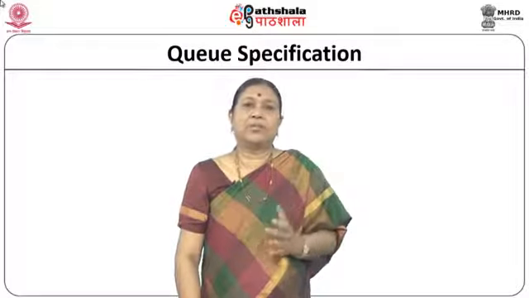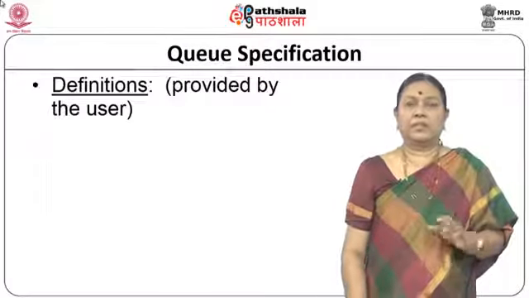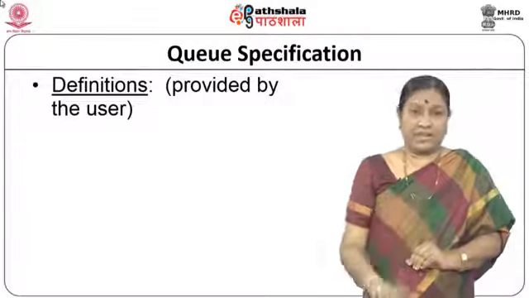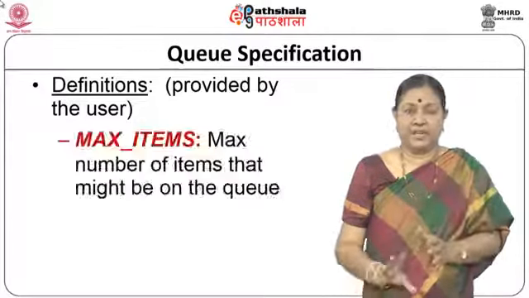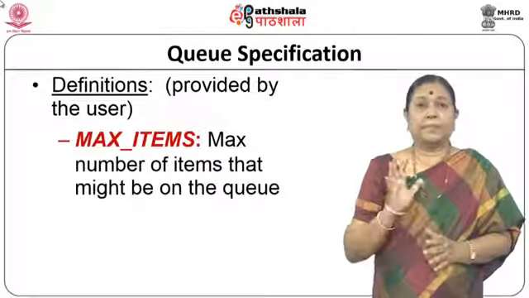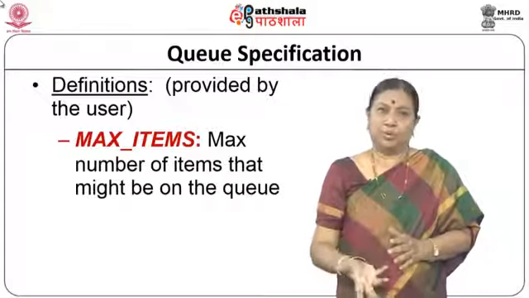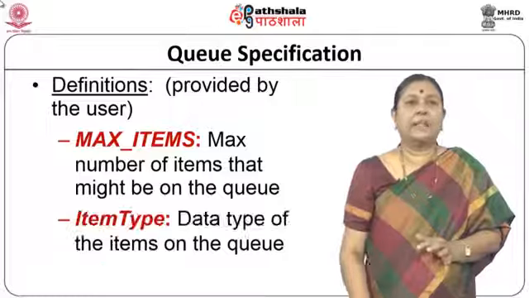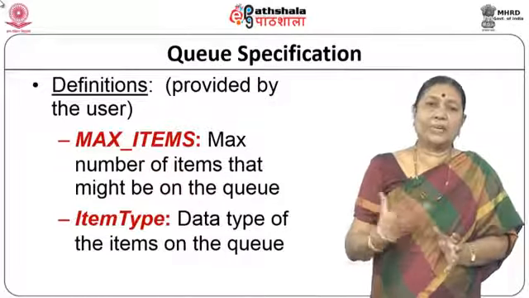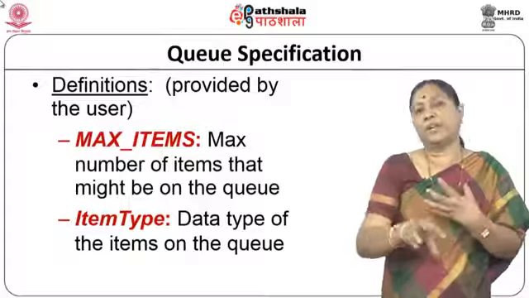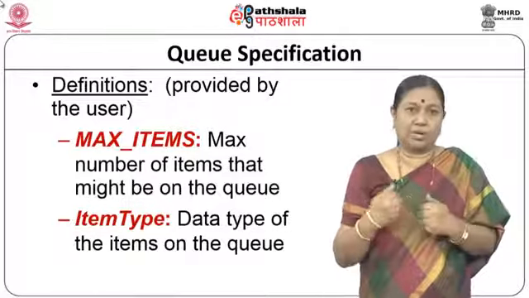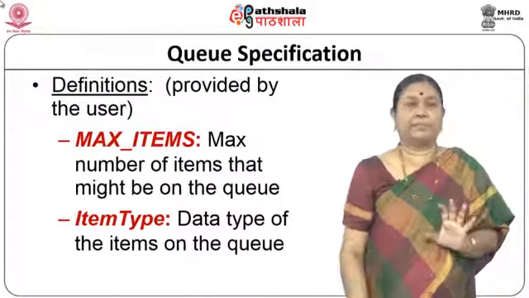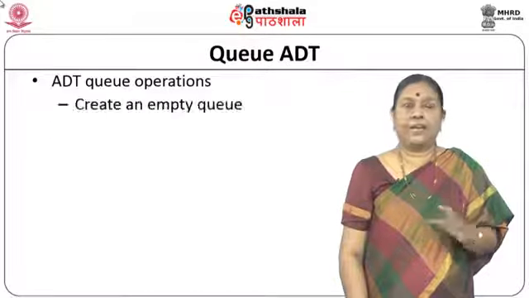Now let us look at the queue specification. There are some definitions that have to be provided by the user for you to specify a queue. What are these definitions? First, what is the maximum number of elements that may be on the queue? That means we have to define the maximum number of items, or max items. We also have to define the item type, that is, the type of data that we want to insert into the queue. This is the queue specification that we have, and we have operations.